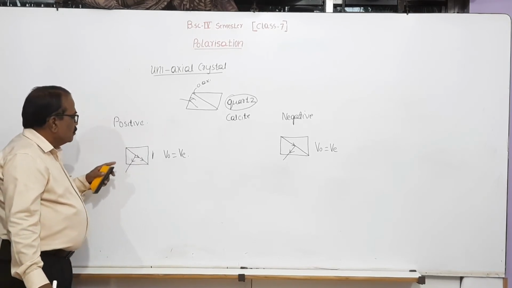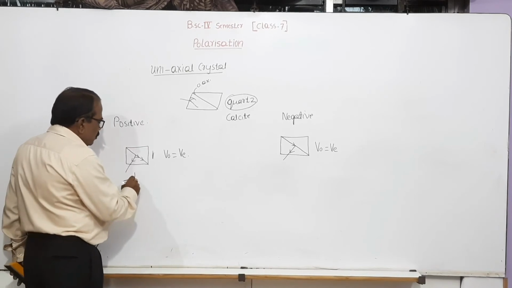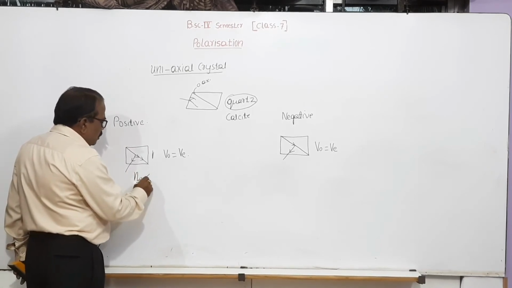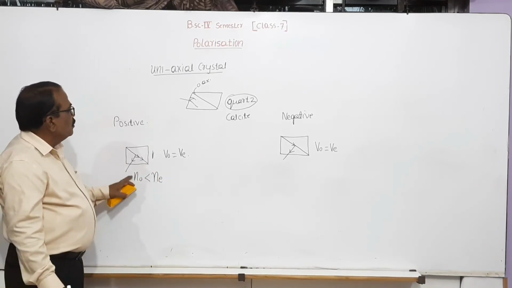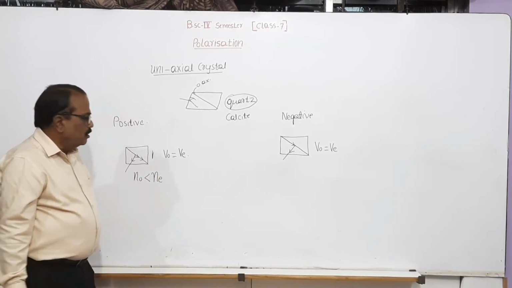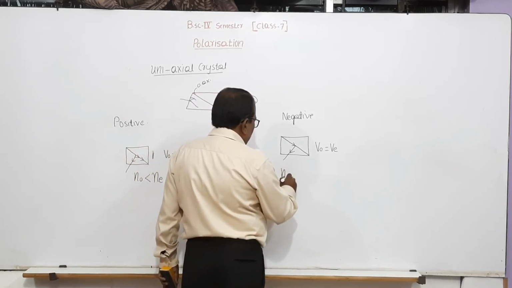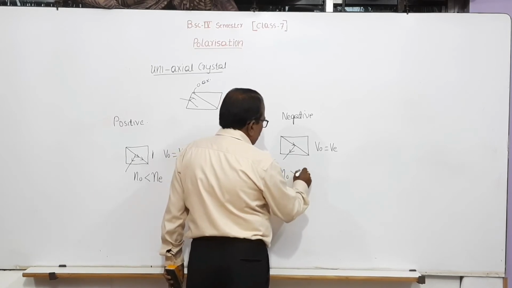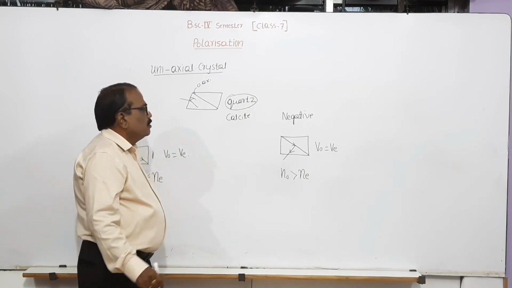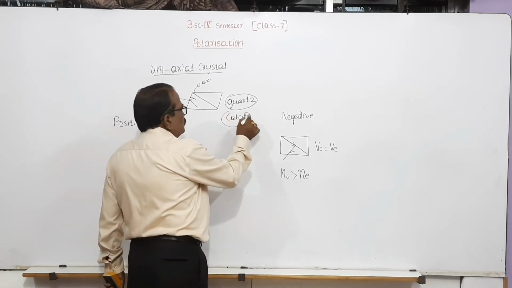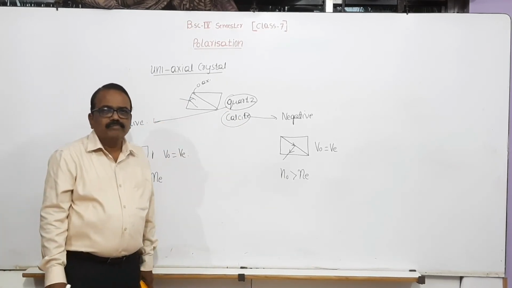But what about the refractive index? Refractive index of the ordinary ray is less than refractive index of the extraordinary ray in a positive crystal. In a negative crystal, it is reversed. Velocity of the ordinary ray is greater than velocity of the extraordinary ray. So, an example of a negative crystal is calcite, and an example of a positive crystal is quartz.